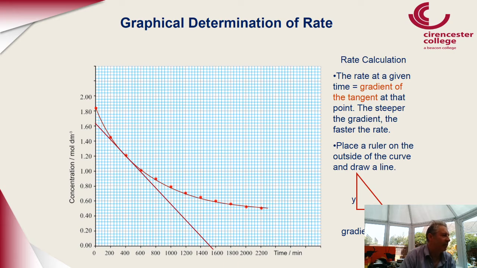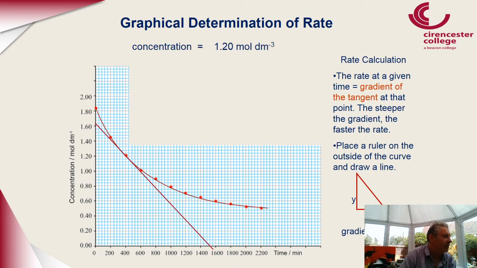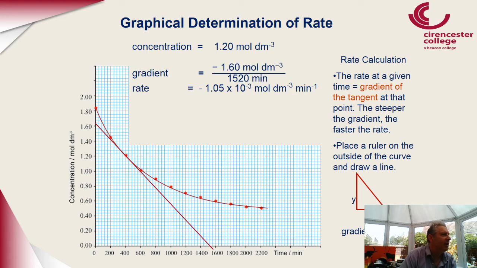In Excel you can work out the slopes of lines. So here we've got the concentration at 1.20 moles per decimeter cubed. So we've come across and we've drawn the tangent at that point, and that's also at 400 minutes. But what we then need to do is work out the gradient. We need to work out the slope of that line.